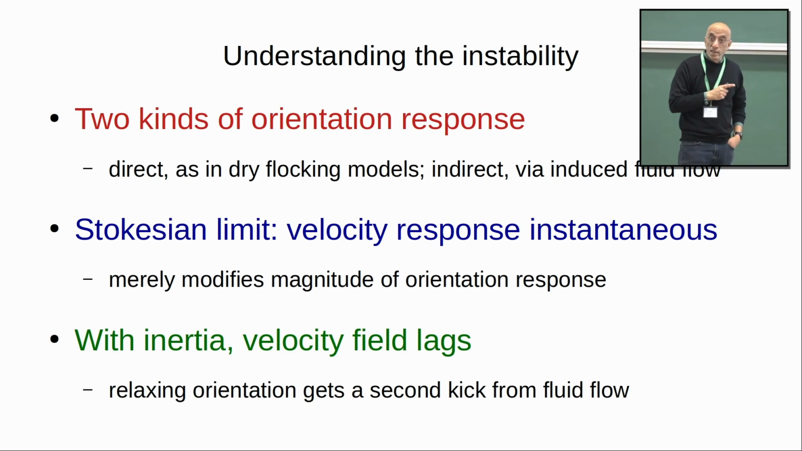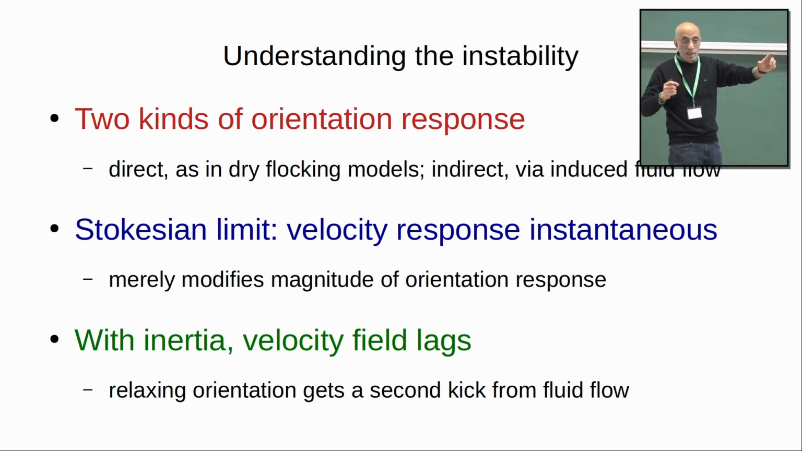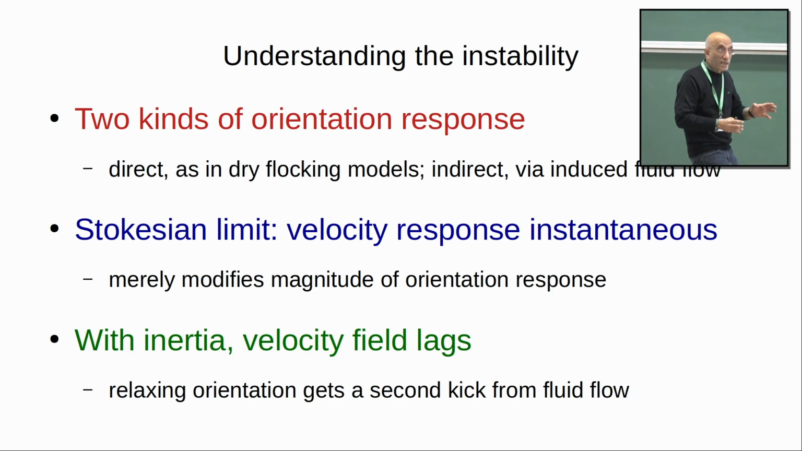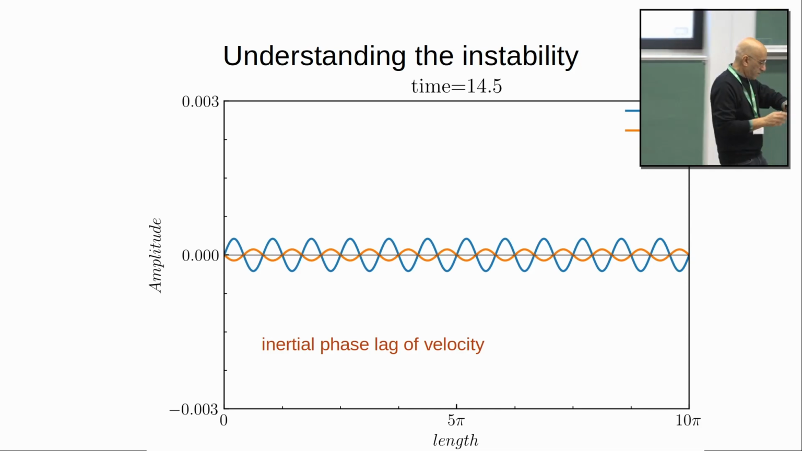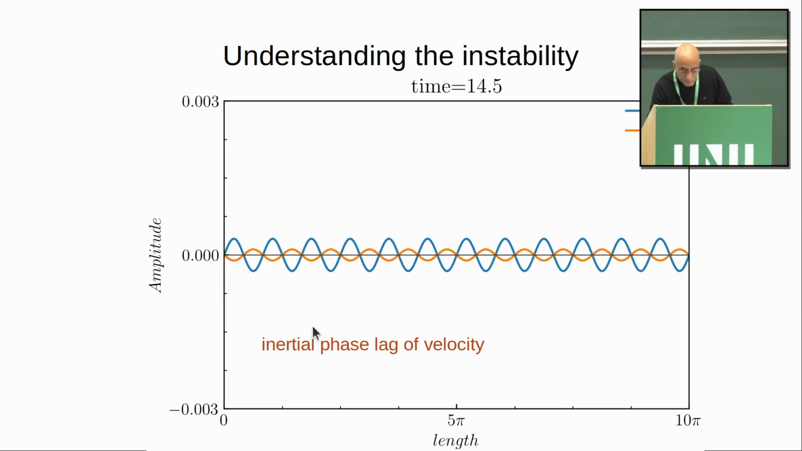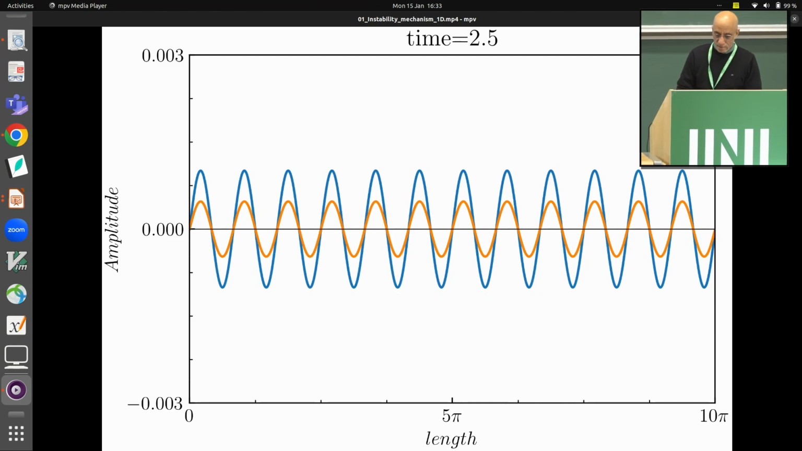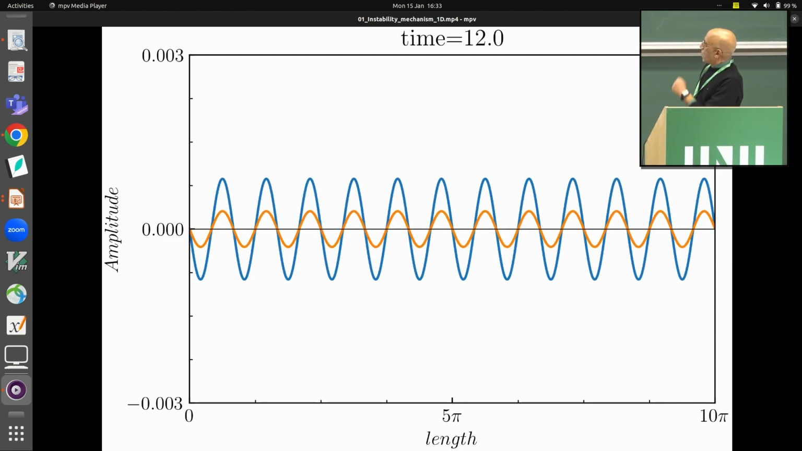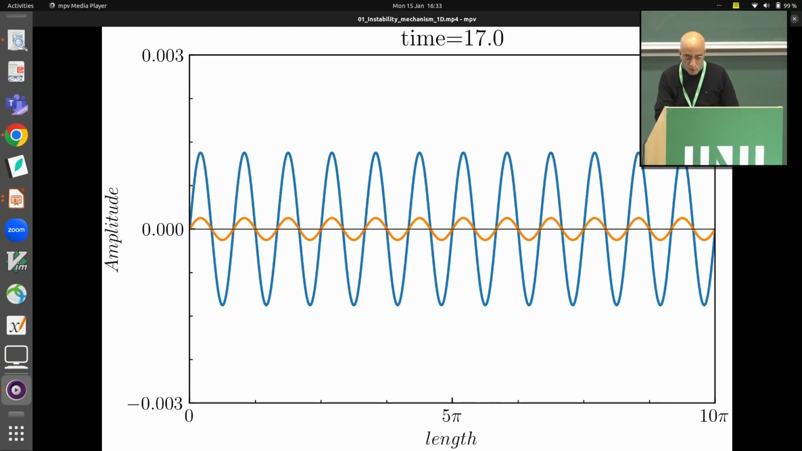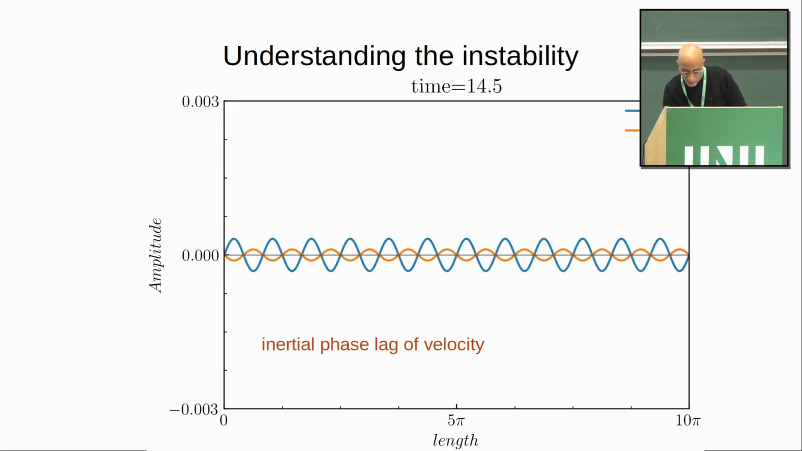If you went to the Stokesian limit, the velocity field would kick in instantly. This dynamics is gone, there's no lag. With inertia, the velocity field lags. So you've got the orientation and concentration dynamics, and as this thing is kind of relaxing, the velocity field comes and kicks it again. And what you get is movies. This is the concentration and the velocity, and you can see there's sort of a joint dynamics, which maybe is not so enlightening.